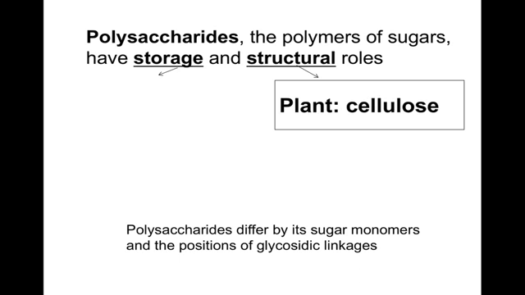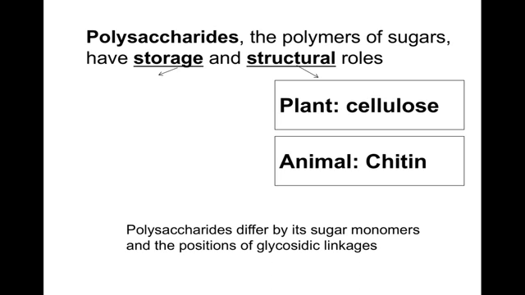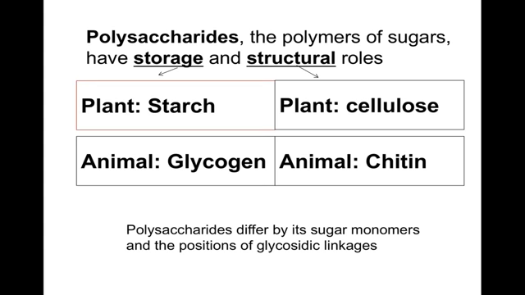Polysaccharides, you have to remember four of them. And these four are divided into two categories. That is storage and structural. Storage polysaccharides give energy. Structural polysaccharides give strength and shape to cells.